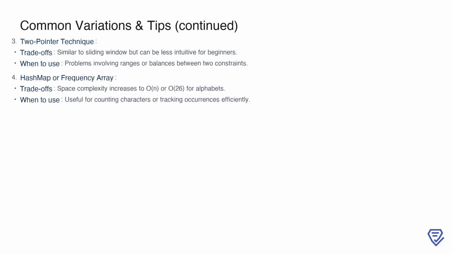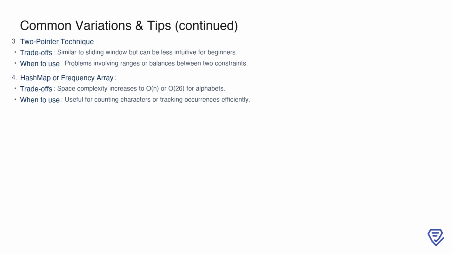In addition to sliding windows, the two-pointer technique is another powerful tool for solving these types of problems. While it shares similarities with sliding window, it can be less intuitive for beginners. This technique works well when problems involve maintaining balances or ranges between two constraints.